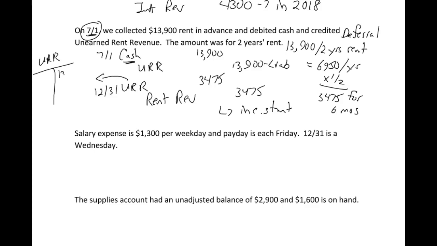So we started with $13,900. And we just had this debit of $34.75. All right, that gives us a balance of $10,525, which reflects the difference. That this reflects the other 18 months we still have to go.